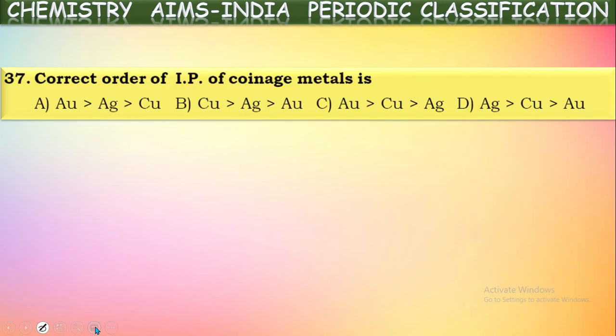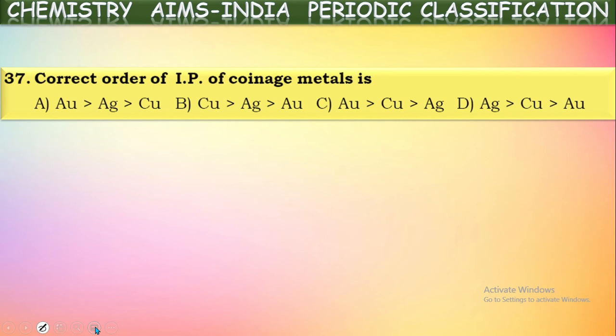Correct order of IP of coinage metals. So what are coinage metals? We know 1B group elements in the periodic table. They are copper, silver and gold. These metals were used for making of coins. That is why they are specially called coinage metals.